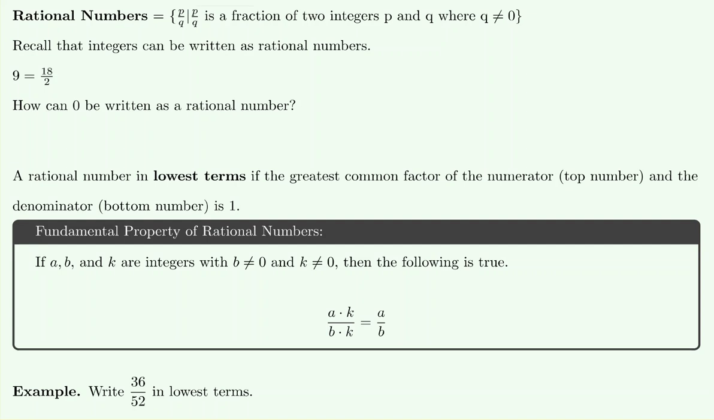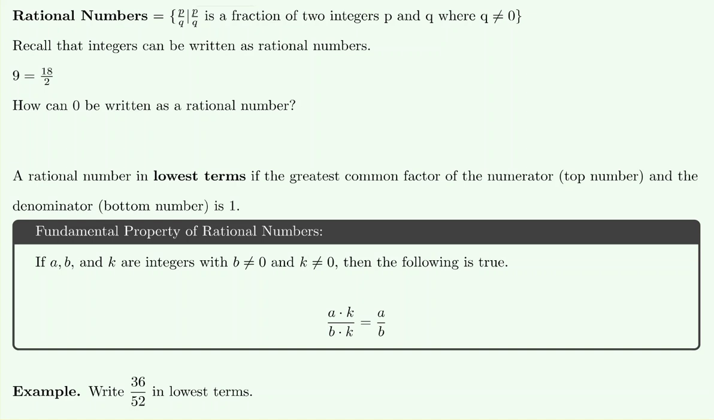Earlier we talked about rational numbers. The definition of rational numbers is any fraction where the top number is an integer, which is also called the numerator of the fraction, and the bottom number is also an integer, which is called the denominator of the fraction, so long as the bottom number is not 0. So 1 over 0 is not a rational number, but 0 over 1 is a rational number.